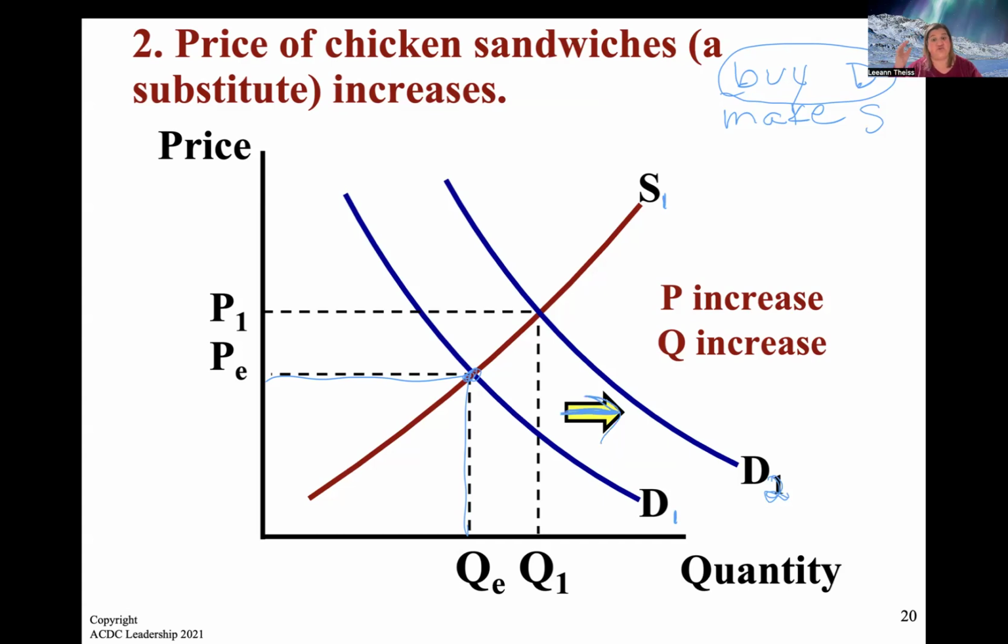And go ahead and drop your new price and your new quantity. So from your new equilibrium point, we're going to drop it down, Q2, drop it over, P2. And then I draw my arrows on the axis because I want to see what happened. Now, price went up, quantity also went up. So that was the effect on the hamburger market if the price for chicken sandwiches increases. Good? Okay, let's go to the next one.